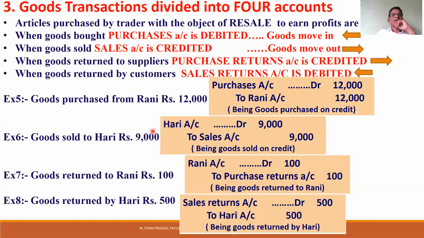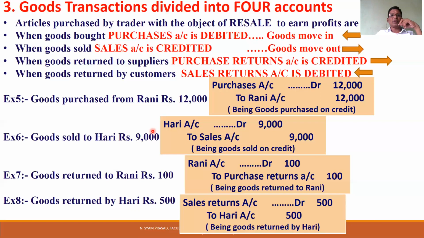Usually students make mistakes. In purchases and sales, when goods are purchased only, purchase account is debited. When goods are sold only, sales account is credited. So purchase account and sales account are used exclusively only for the purchase of goods and the sale of goods. They are never to be used for the purpose of purchasing fixed assets. This you have to remember here.